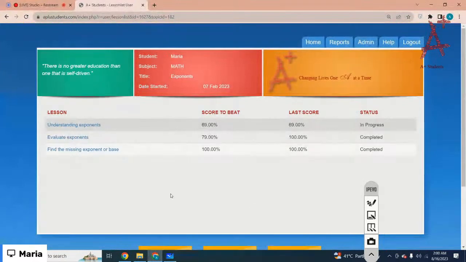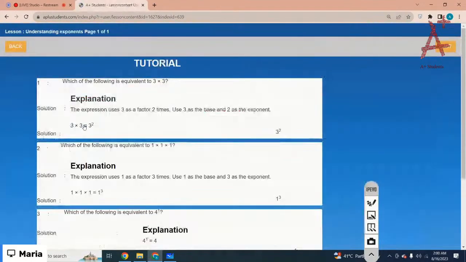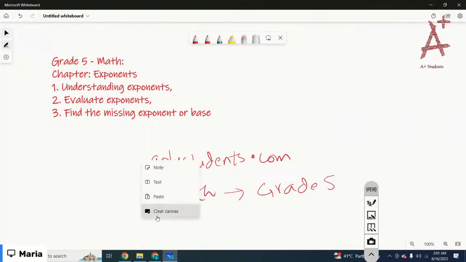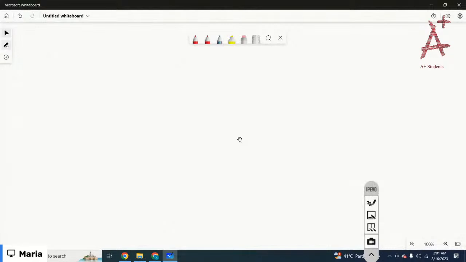Okay, here I'm on grade 5 math. Let's start with the first lesson, that is understanding exponents. Let's start with the first example: which of the following is equivalent to 3 times 3? So basically, what is the exponent? What is the concept? Let me explain first. Let's start with the first one, that is 3 times 3.